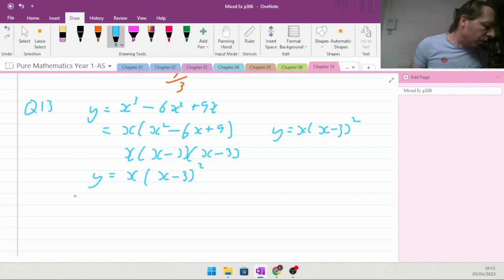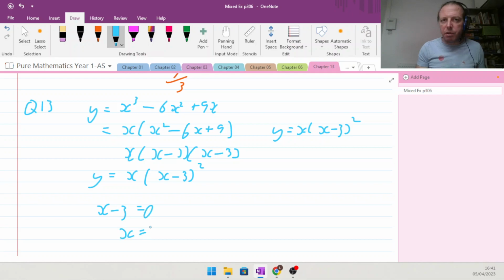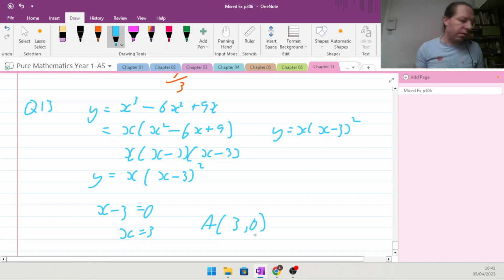Okay, so with that done, hence write down the coordinates of A. We take the x minus 3 because it's the repeated one, and say that's equal to 0, and so x is equal to 3, and so A is (3, 0). Now find the coordinates of B.